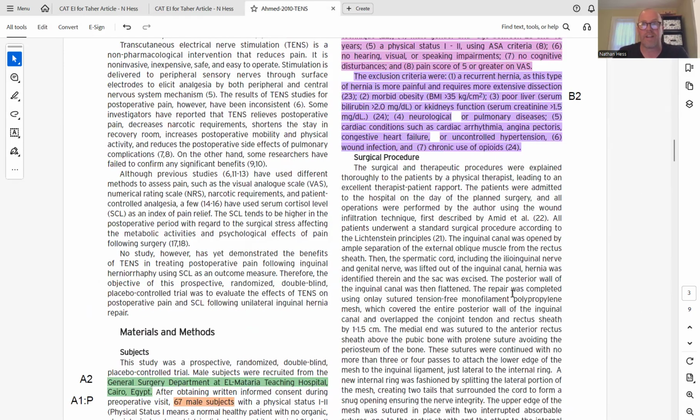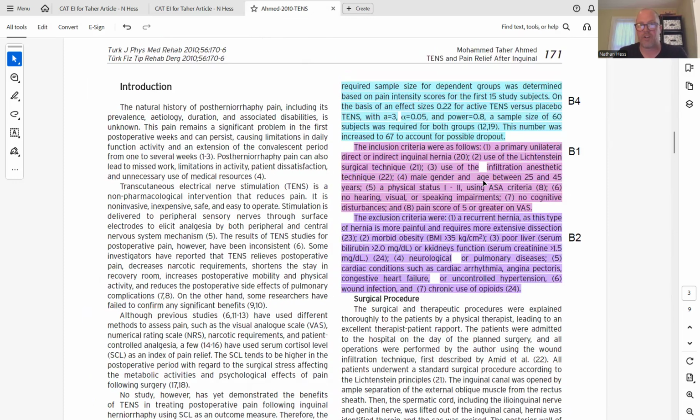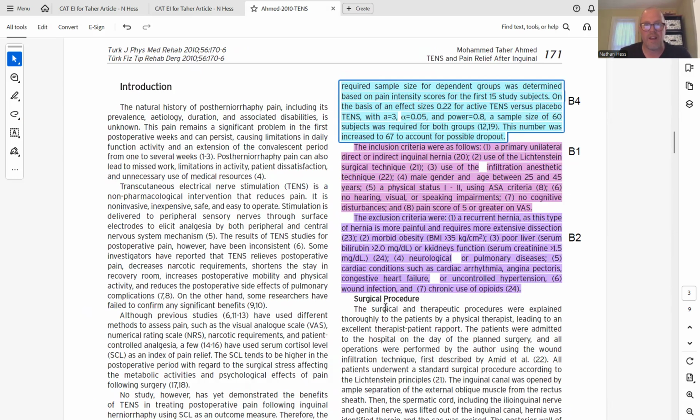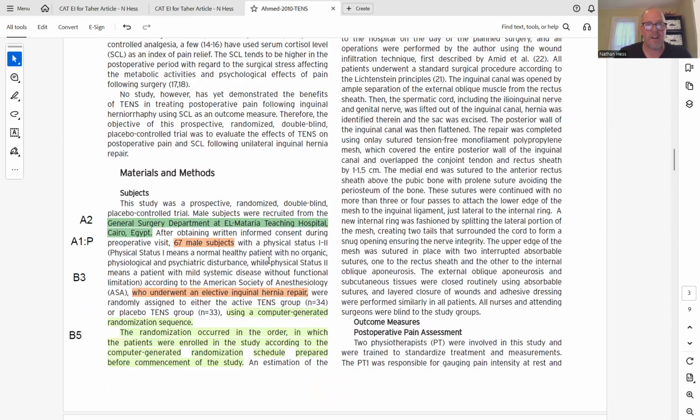Well, this article is very clear on what here's their inclusion criteria. Here's their exclusion criteria, very clear. So therefore, for B1 and B2, I selected yes. Do the recruitment methods reasonably attempt to minimize bias in the sample? So this is one of those kind of subjective type things, but it seems to me here they were trying to make sure that they had very specific patients that were outlined by their physical status and all of that.